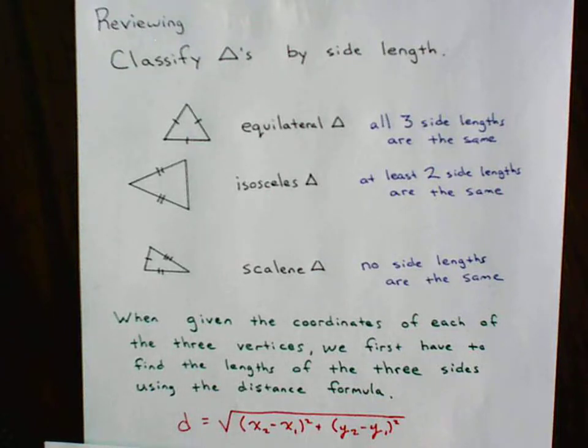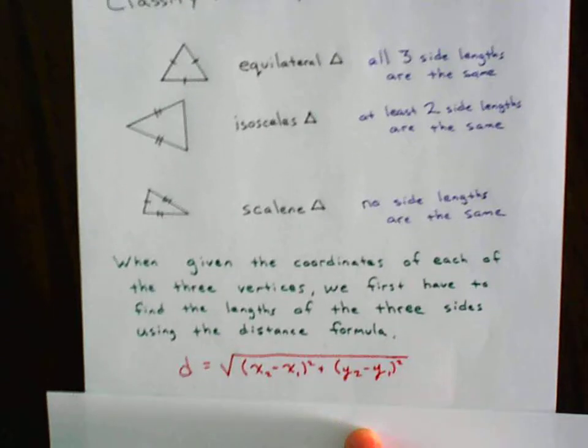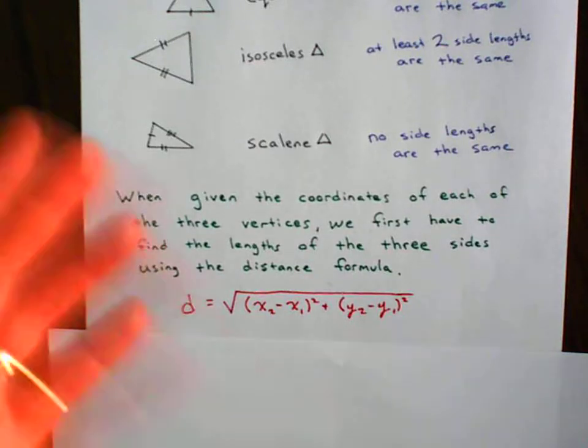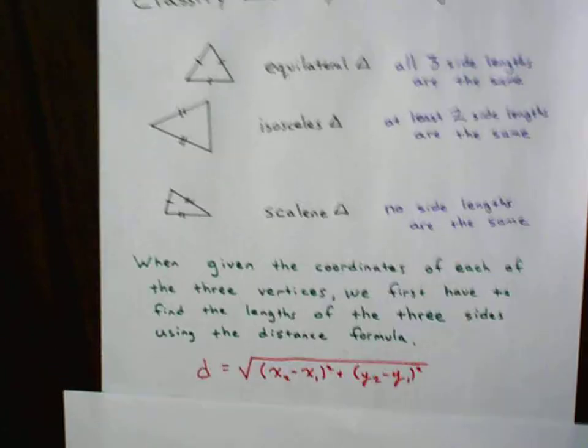We're going to continue this thought. In the notes we had, when given the coordinates of each of the three vertices of a triangle, we first have to find the lengths of the three sides using the distance formula. And then we go ahead and classify which one of these three it is.